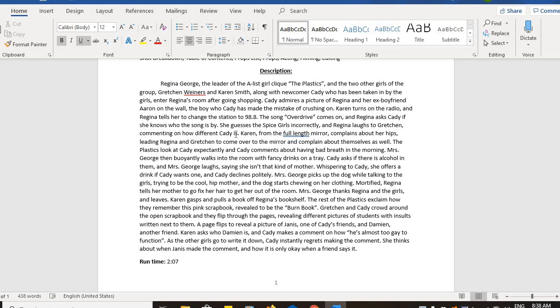Karen gasps and pulls a book off of Regina's shelf. The rest of the Plastics exclaim how they remember this pink scrapbook, revealed to be the burn book. Remember the book that these people put their hatred of others into in great detail. Gretchen and Caddy crowd around the scrapbook and flip through the pages, revealing different pictures of students with insults written next to them. A page flips to reveal pictures of Janice, one of Caddy's new friends, and Damien, another of Caddy's new friends.